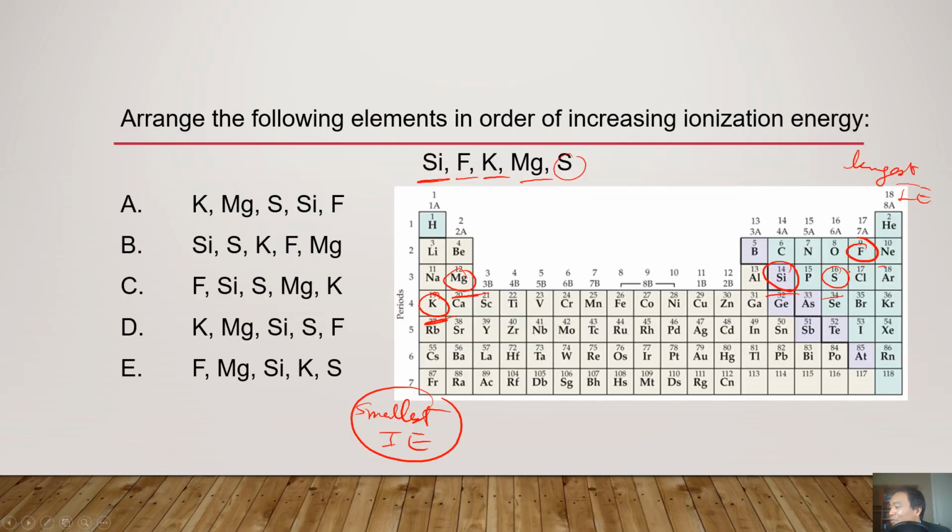It's actually arranged for you already, isn't it? So potassium first, then magnesium. But the next one is silicon. Oh, silicon next. Then you have sulfur, and then fluorine. So D is the correct answer.